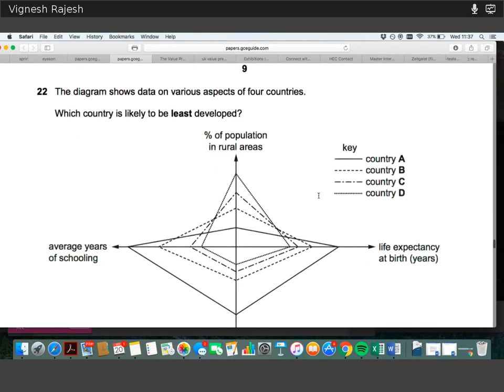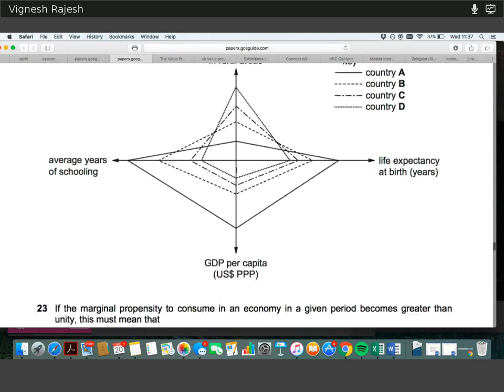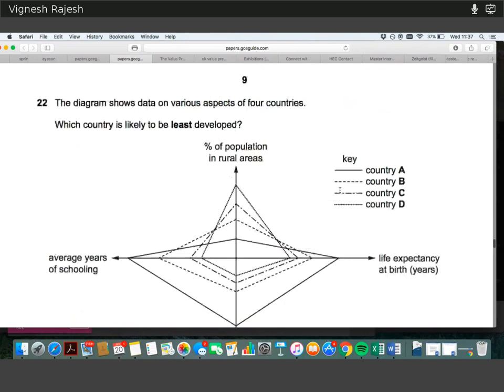22, this is actually pretty simple, to be honest. You can literally work it out from one of them. I mean, in the least developed countries, you're probably going to have the most rural area percentage. So it's immediately looking like it's D, and we can see the lowest number of years of schooling education, lowest GDP per capita, and lowest life expectancy. Yeah, so the answer is D for 22.